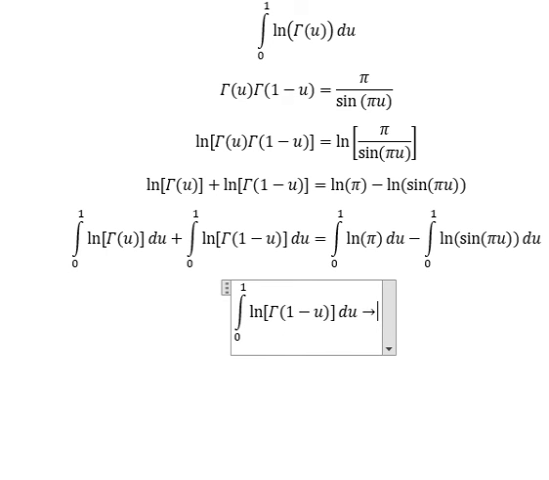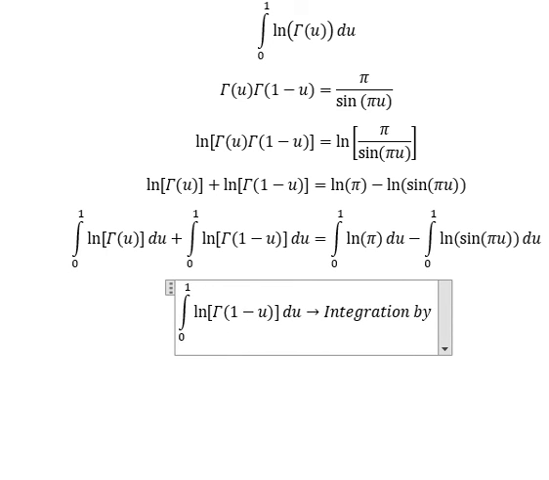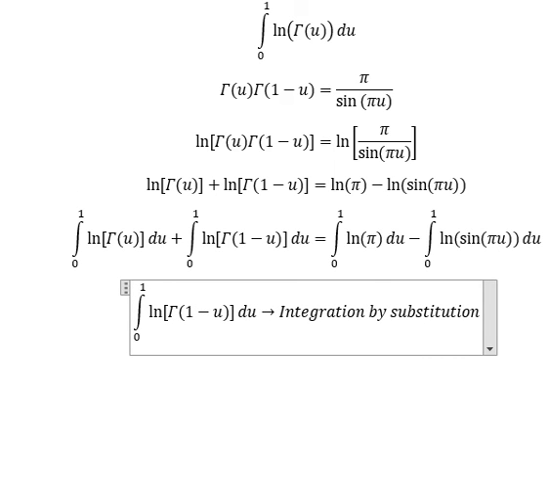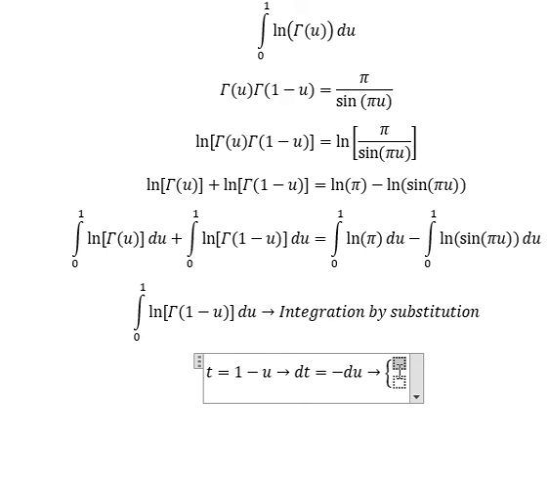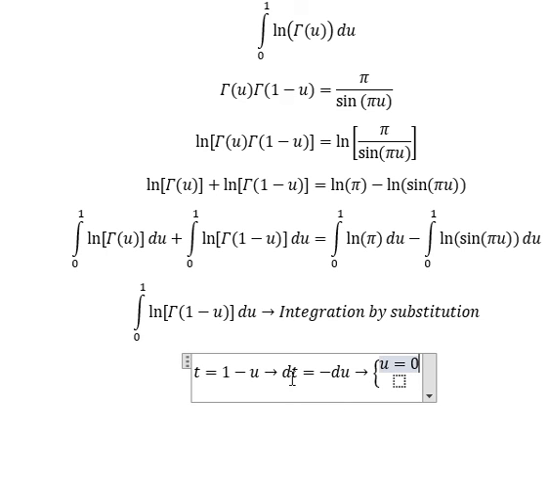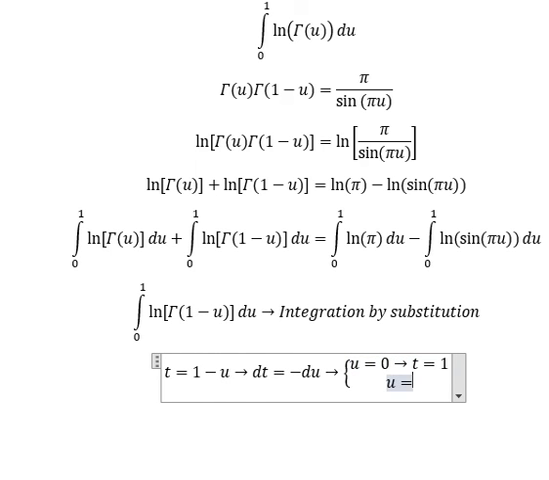So we need to use integration by substitution. So I will put t equals to 1 minus u, dt equals to negative du. Later we need to change the bounds. When u equals 0, so we put 0 in here, you get t equals 1. When u equals 1, so t equals 0.